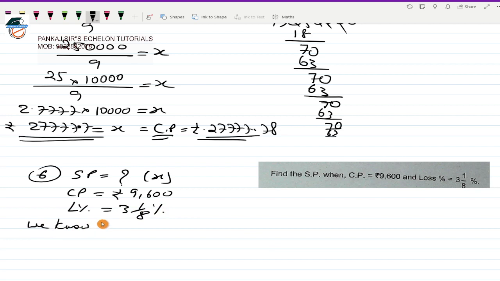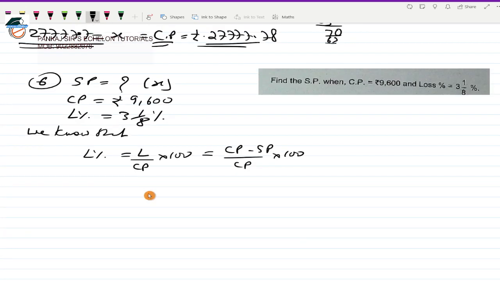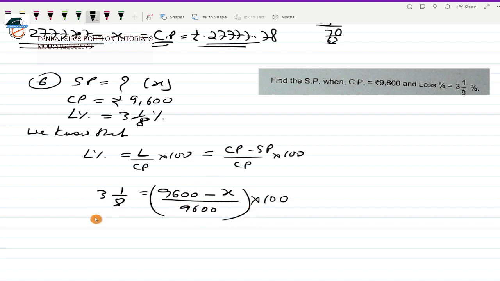We know that loss percentage is equal to loss upon cost price into 100, and again loss will be cost price minus selling price upon cost price into 100, right? Now we have to find out this x, the selling price. So can I write this loss percentage as 3 1/8, equal to cost price 9,600 minus selling price x upon cost price 9,600 times 100. Good. Now this is a mixed fraction, so 8 times 3 is 24 plus 1, 25 upon 8 will be equal to 9,600 minus x upon 9,600 times 100.